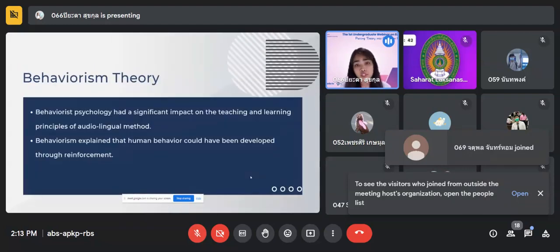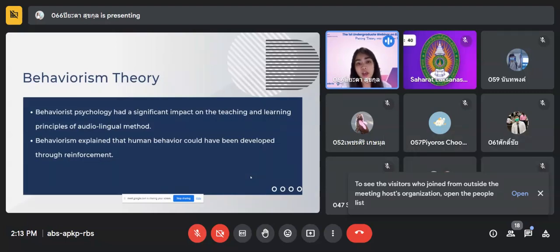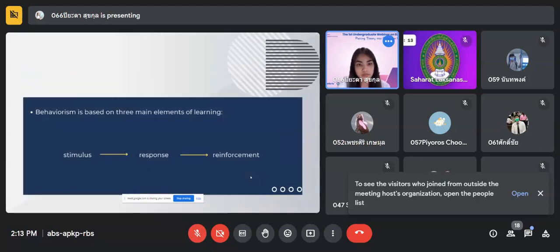And the audio-lingual method was developed from a well-known theory, which is behaviorism theory. What is behaviorism theory? It's about human behavior that could be developed through reinforcement. So behaviorist psychologists claim that it had a significant impact on the teaching and learning of the audio-lingual method, which is based on three main elements of learning: stimulus, response, and reinforcement.